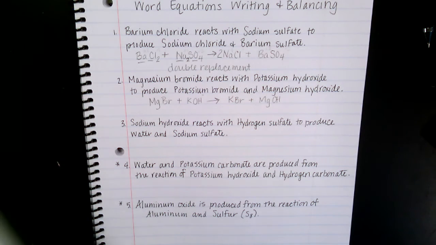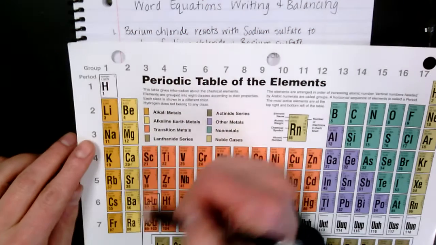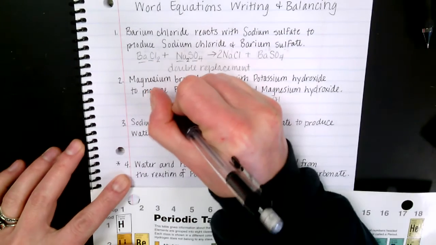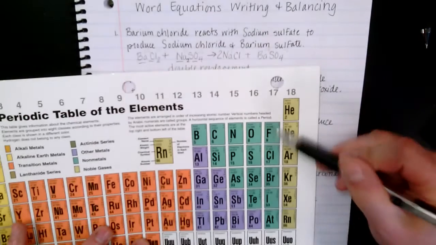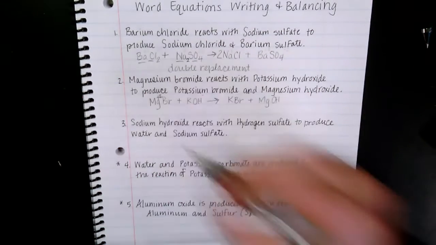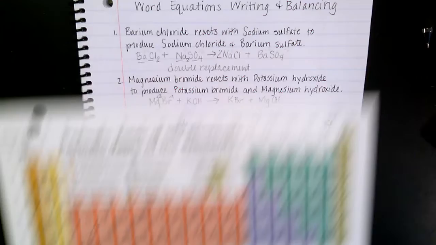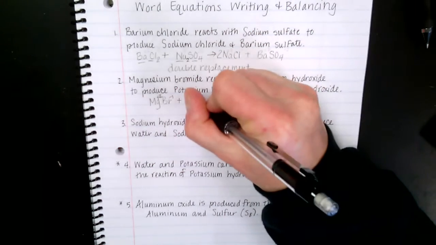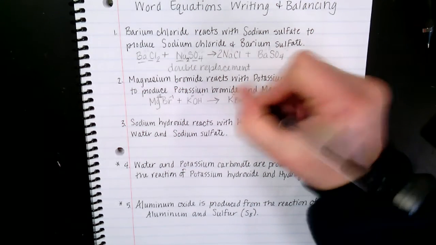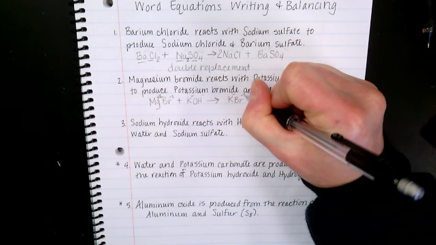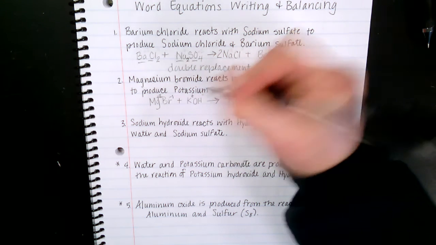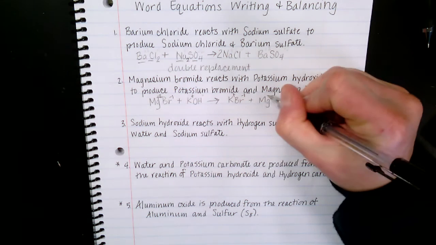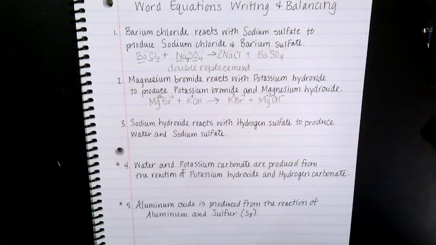So now we just have to check the charges. Magnesium is in the second column. It has a positive 2 charge. Bromine is in column 17. All of those have a negative 1 charge. Potassium is in the first column. I'm sorry, potassium was in the first column, so it has a positive 1 charge. So we can go ahead and write those over here now. Magnesium is a positive 2, and hydroxide is negative 1.